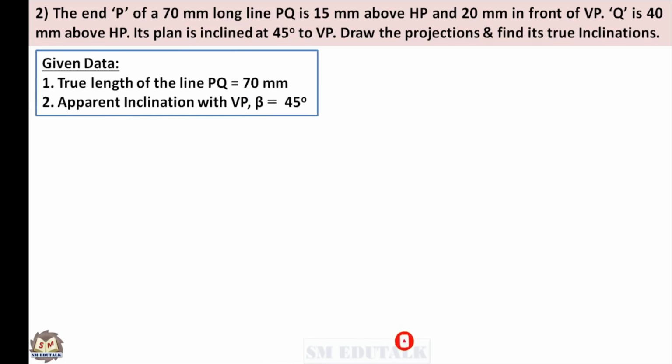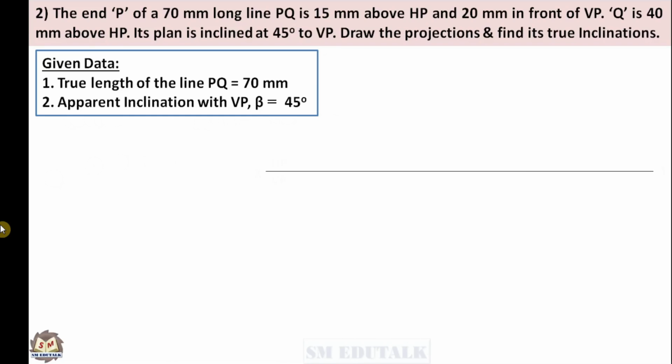Given data. It is given that the true length of the line PQ equals 70 mm. Also, it is mentioned that the plan is inclined at 45 degrees to VP. In engineering graphics, the front view is also called elevation and the top view is also called plan. So, what is given here is the top view's angle, that is the apparent inclination with VP beta equal to 45 degrees. Now we are going to see how to draw the projections of the line with the given data.